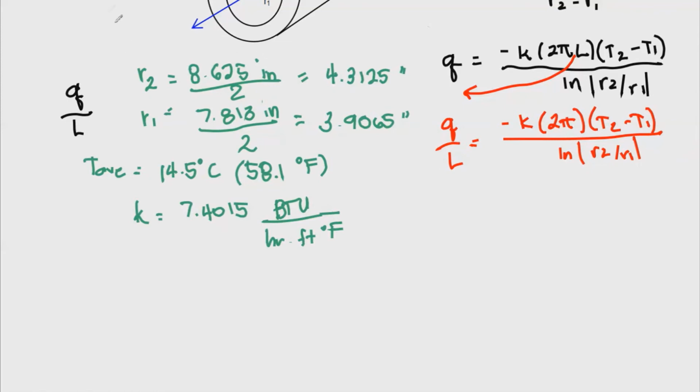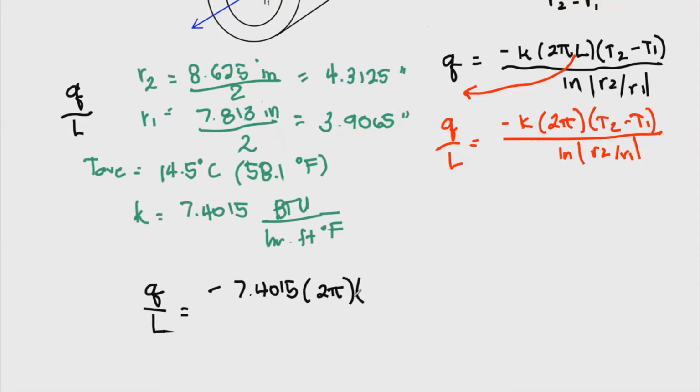We can now simply substitute these values so that we can finally find the answer for the heat rate in each unit length. So we get Q over L, which is equal to negative 7.4015, then 2 pi.